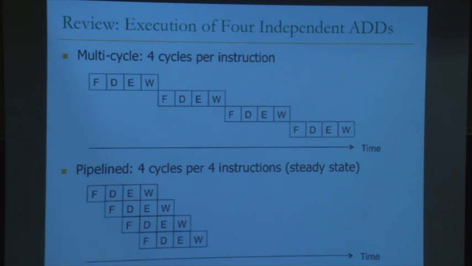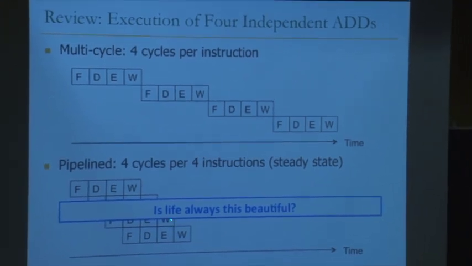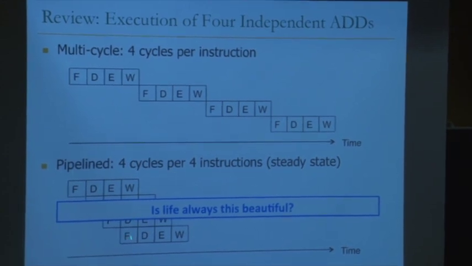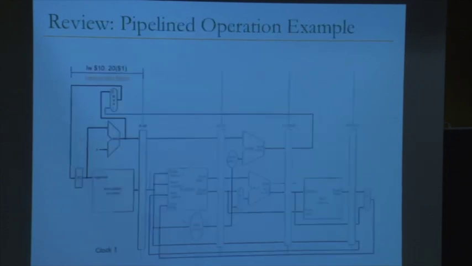OK, this is the execution of 4 independent adds, right? This is why you would like to do pipelining, because you can improve throughput. But is life always this beautiful? No, right? But you deal with the non-beautiful parts. This is not so beautiful because these are all independent adds, right? You don't always get these 4 independent adds.